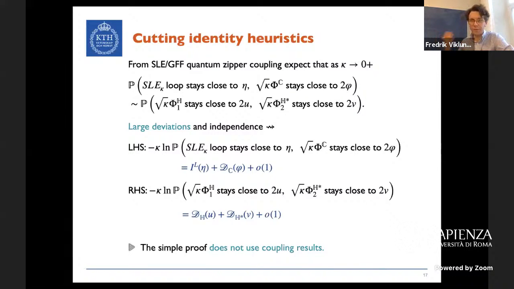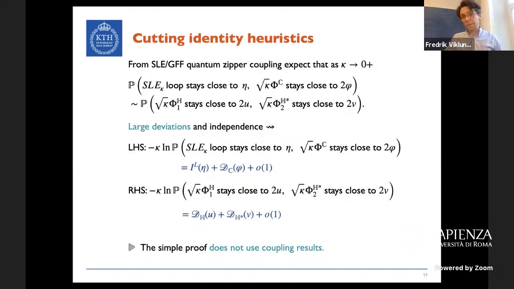So this is a way to very roughly guess that such a thing might be true, but the proof uses no probability whatsoever. This is actually a rather simple proof, and uses nothing about the coupling results.